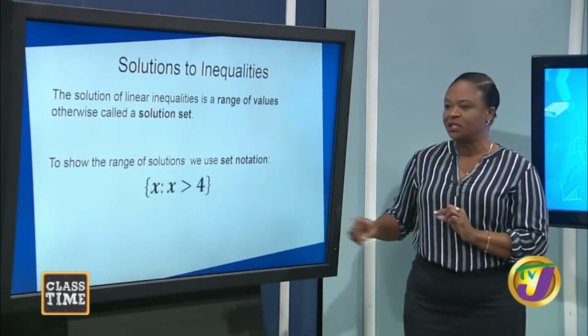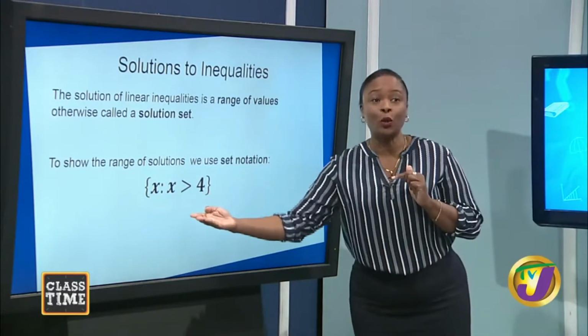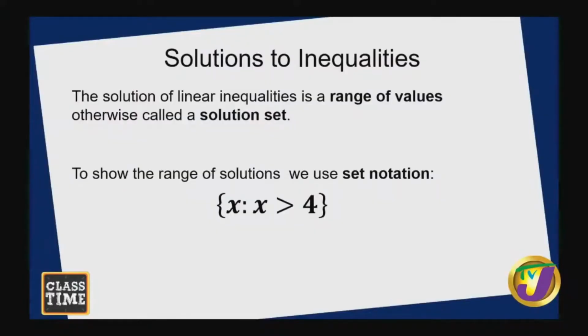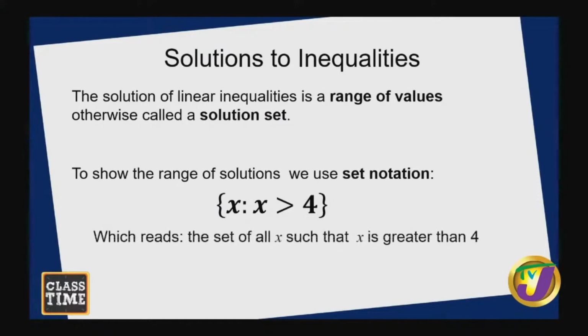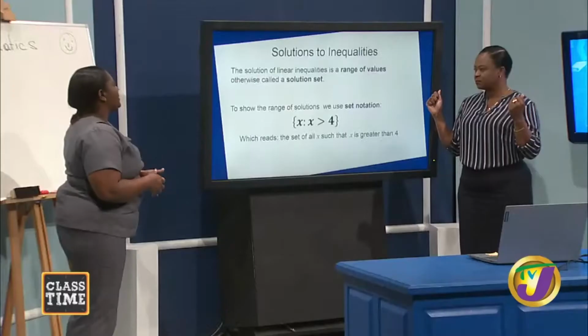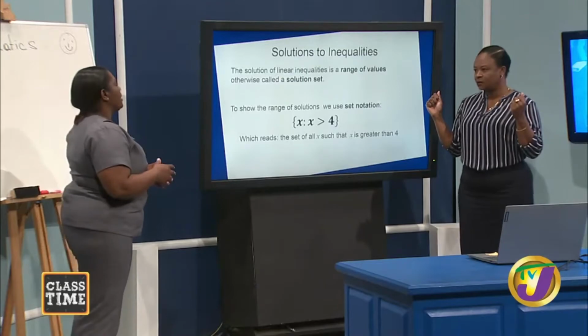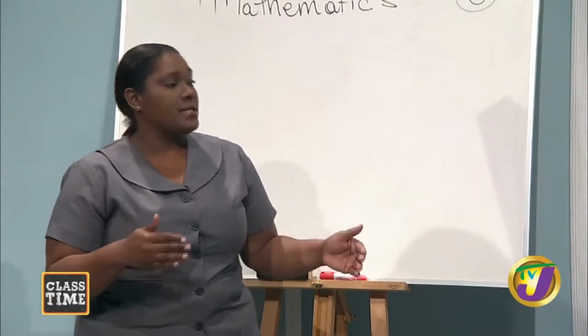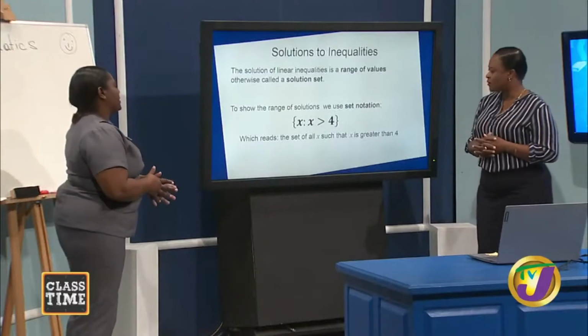We can show the range in the solution set by using what we call set notation. It says: the set of all x such that, represented by the colon, and in some instances a line, x is greater than 4. What does this really mean? It means that all the elements of this set are numbers greater than 4. There is not just one number, but a set of numbers that will satisfy this.